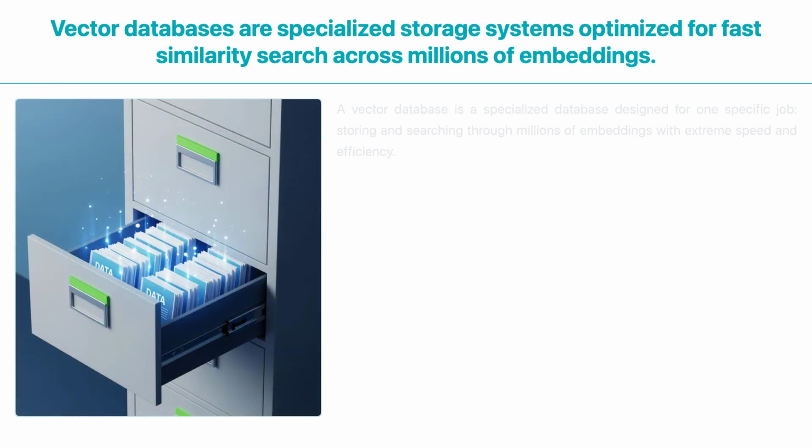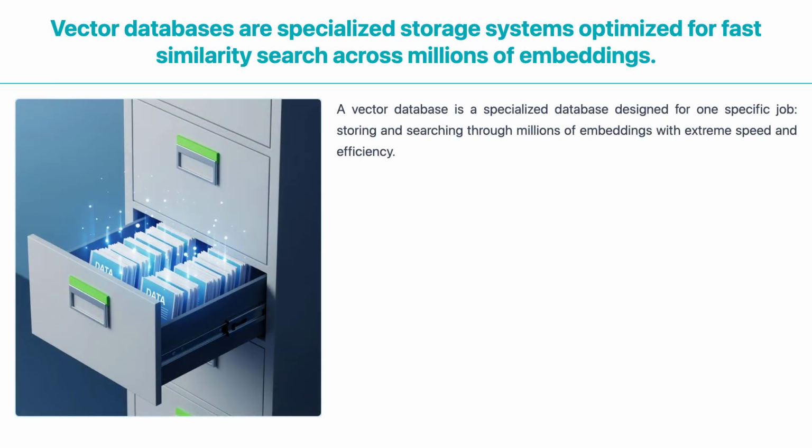Now that we have these vectors, we need somewhere to store them. A vector database is a specialized database designed for one specific job, storing and searching through millions of embeddings with extreme speed and efficiency. Think of it as a filing cabinet optimized for our GPS coordinates. It can quickly find which stored embeddings are closest to any new embedding you provide.